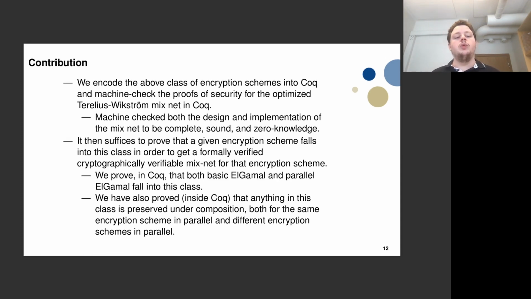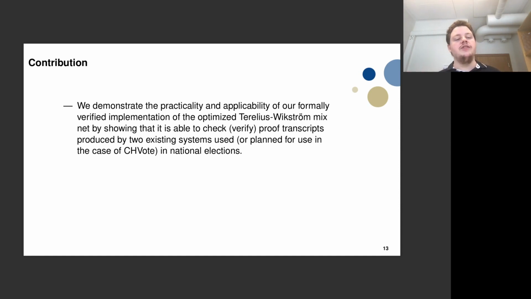Okay. So we proved in Coq that both basic ElGamal and something called parallel ElGamal, or multi-recipient ElGamal, fall into this class. We also subsequently proved that some more complicated encryption schemes also fall into this class. We also proved that anything inside the class is preserved under composition, both of the same encryption scheme in parallel and different encryption schemes in parallel. So basically, these are kind of the things that you would hope would be true, and in fact, we've proven they're true, and this allows you to do a lot of things automatically, which is very helpful. So we've done this kind of nice work.